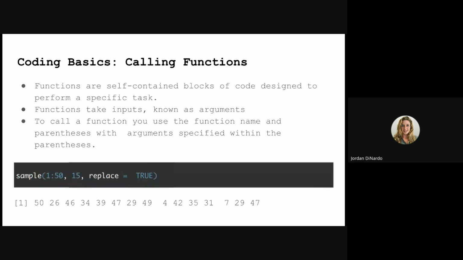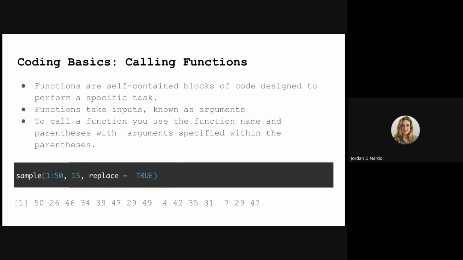Okay. So the next thing when it comes to creating code in R is using functions. And these are self-contained blocks of code designed to perform a specific task. So this is really where the power of R is. Functions take inputs, and those are known as arguments. And to call functions, you use the function name and then parentheses with the arguments inside the parentheses to specify inputs and any sort of function specialties that you need.